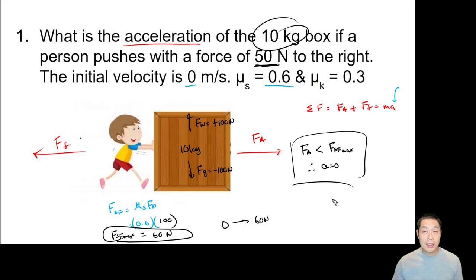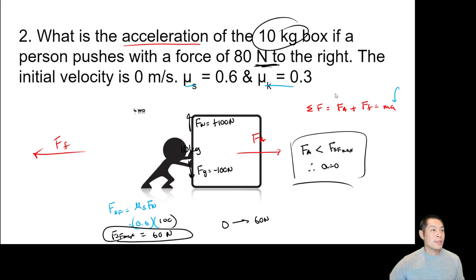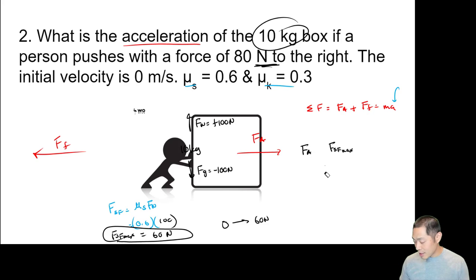Now let's do the same thing, but this time, let's say the kid pushes with 80. It's the same exact problem. Force of static friction is still the same. It's still a 10 kilogram box. You still have the same mu numbers. But now, instead of less than, force applied is greater than, because it's 80 this time. So we know force applied is 80.